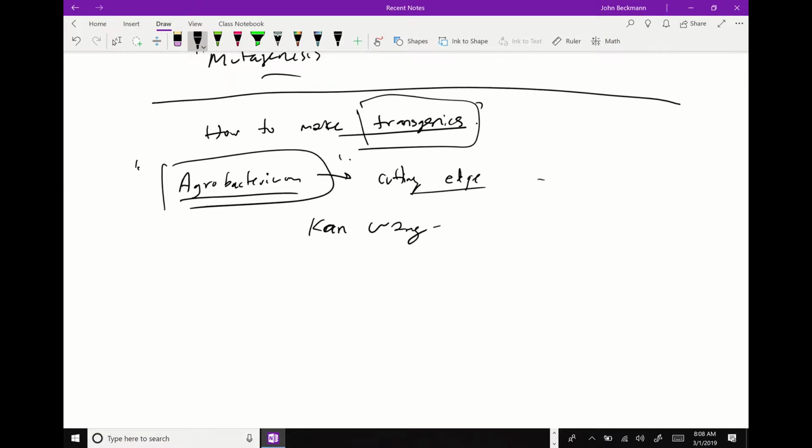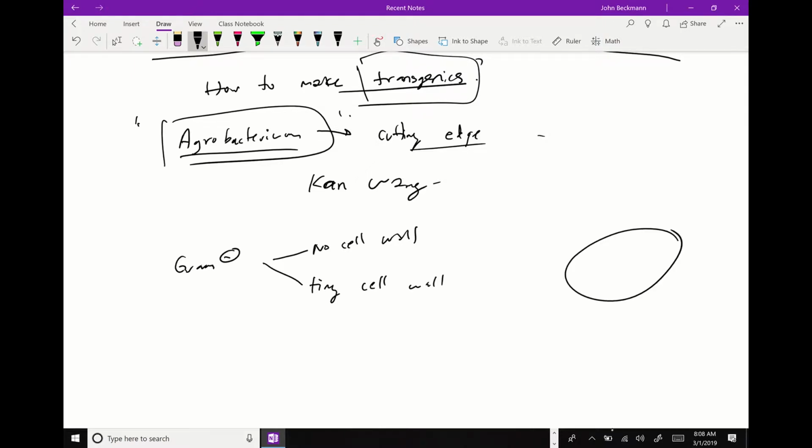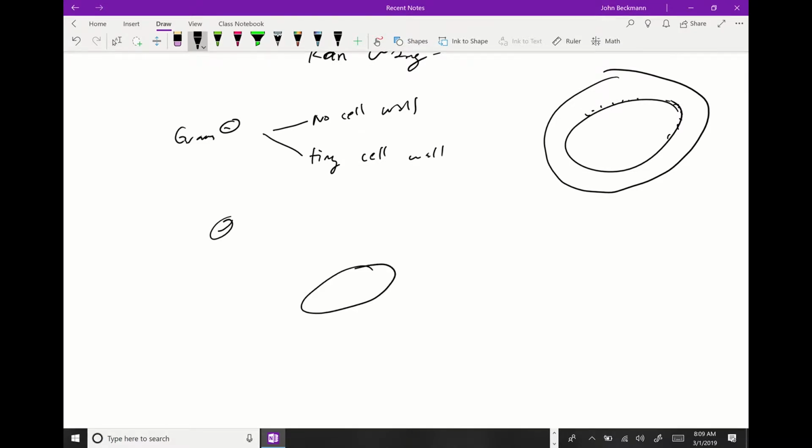So agrobacterium is gram negative. What's that mean? No cell wall. But there's usually a catch. It usually means that there's kind of like a tiny cell wall. So in gram-positive bacteria, you have a huge thick cell wall and an inner membrane. That's positive. In gram-negative, usually the bacteria have an inner membrane.